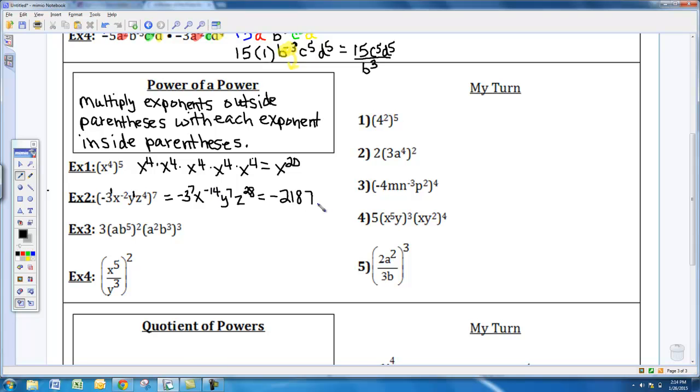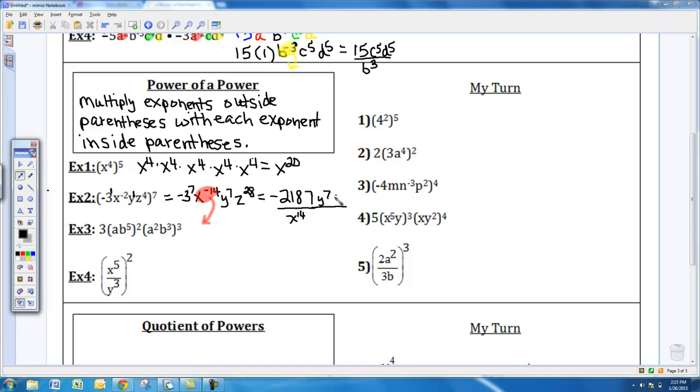How do we make a negative exponent positive? Well, this x to the negative 14, remember, is going to have to flip to the denominator. So let's put that x to the 14th in the denominator. We flip it to the denominator and the 14 becomes positive. All of the rest of our exponents are positive, so they can stay where they are. Y to the 7th and z to the 28th.